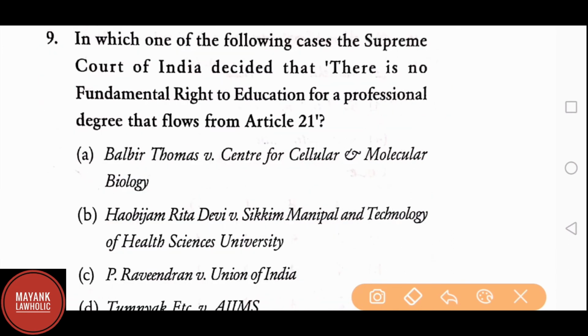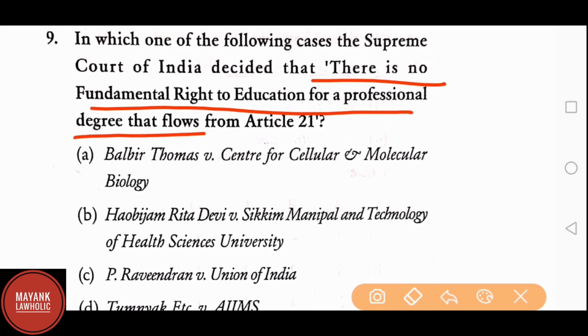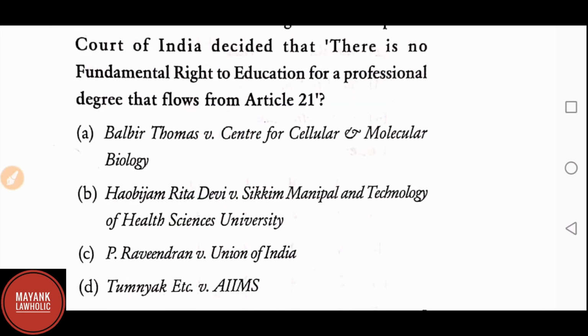Next question. In which one of the following cases did the Supreme Court of India decide that there is no fundamental right to education for a professional degree that flows from Article 21? A. Balbir Thomas versus Center for Cellular and Molecular Biology. B. Hawaii Bijam Rita Devi versus Sikkim Manipal and Technology of Health Science University. C. P. Ravindran versus Union of India. D. Tumanyak etc. versus AIMS.